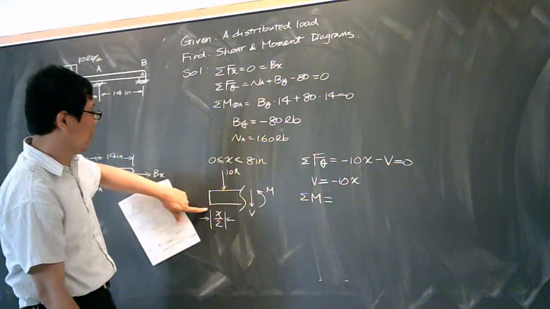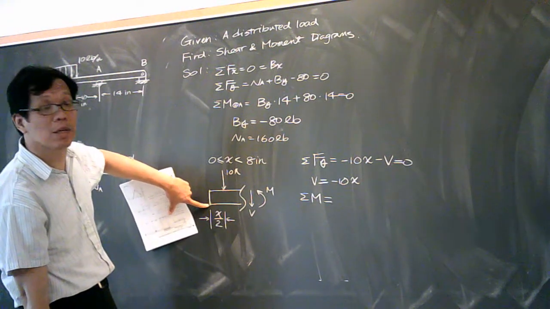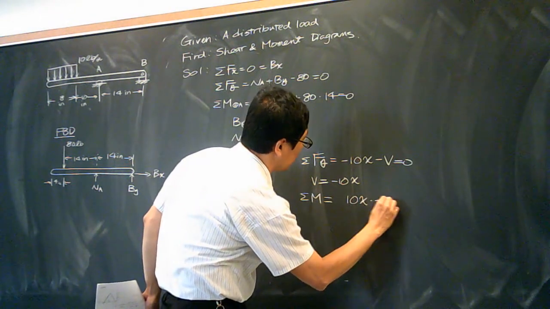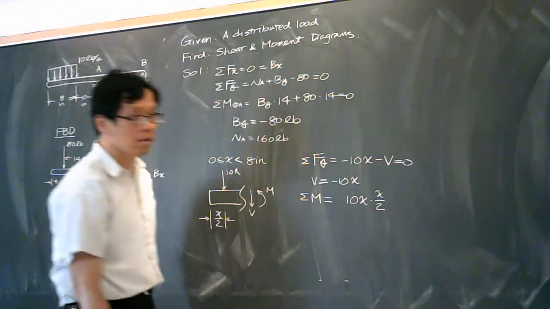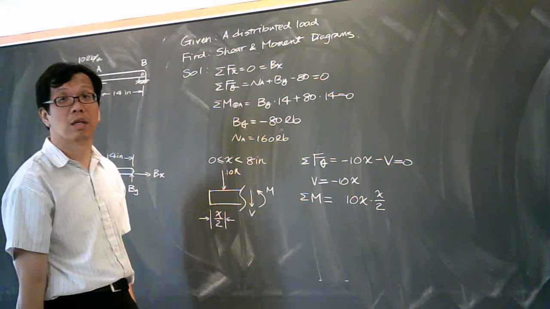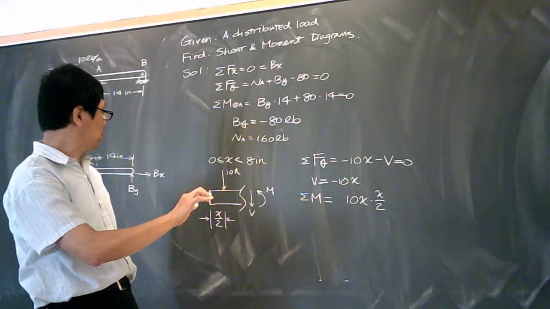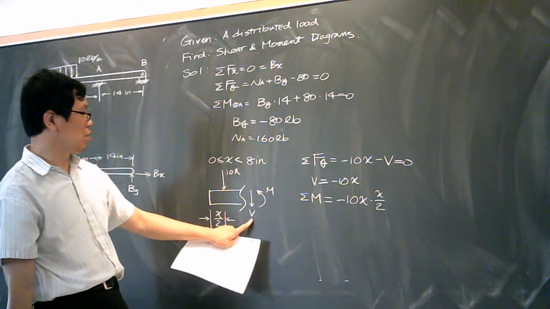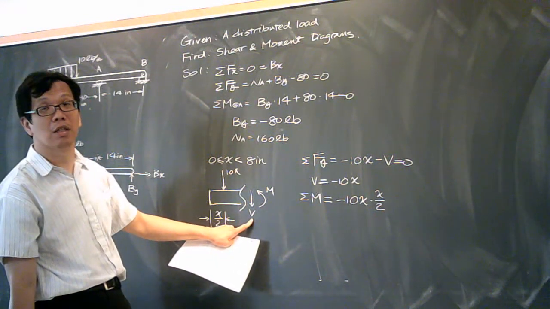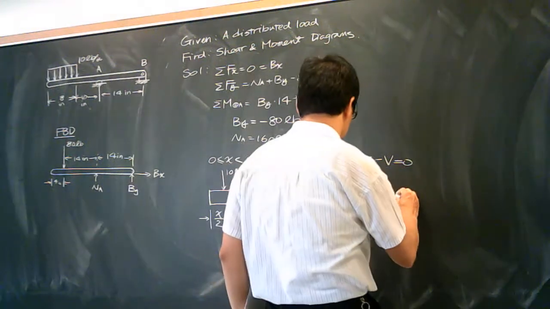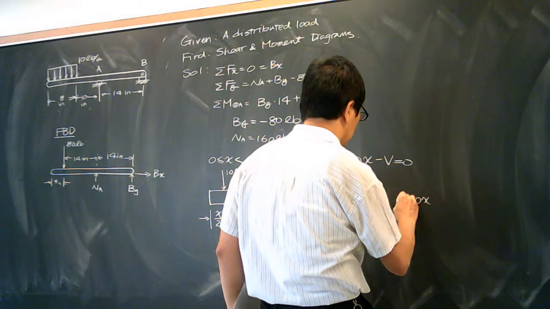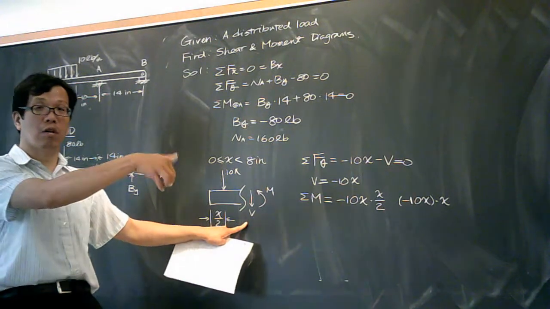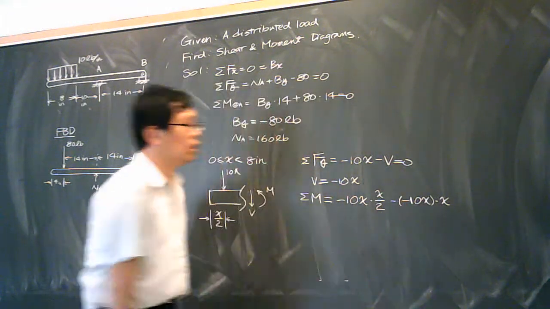Moment equation is going to be, again, I'm using the left end as my moment center. So I have 10x multiplied by the moment arm, which is half x. Is this clockwise or counterclockwise? Clockwise. So it's negative. And the other thing is the b is also going to create moment as well, which is negative 10x multiplied by x. Based on the configuration I have over here, it's clockwise. So I need to have another negative sign in front of it.